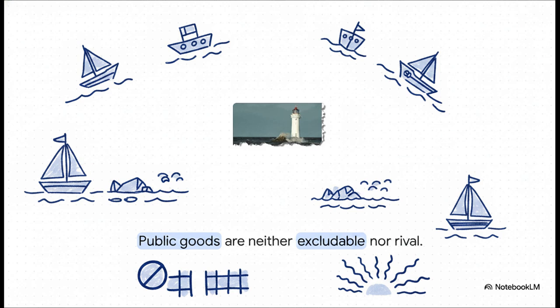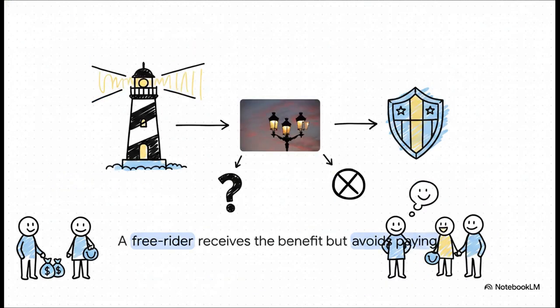And second, it's non-rival. One ship using that beam of light to safely navigate the rocks doesn't dim the light even one tiny bit for the very next ship coming along. It provides immense, life-saving value to society, but you can't gatekeep it. But here's the catch. This setup creates the infamous free rider problem. A free rider is someone who gets all the benefits of a good but completely dodges paying for it.